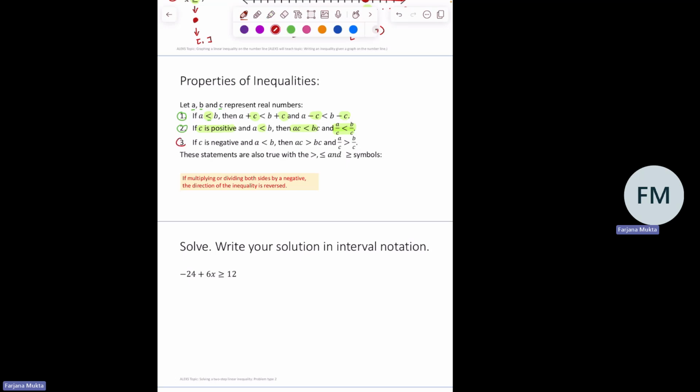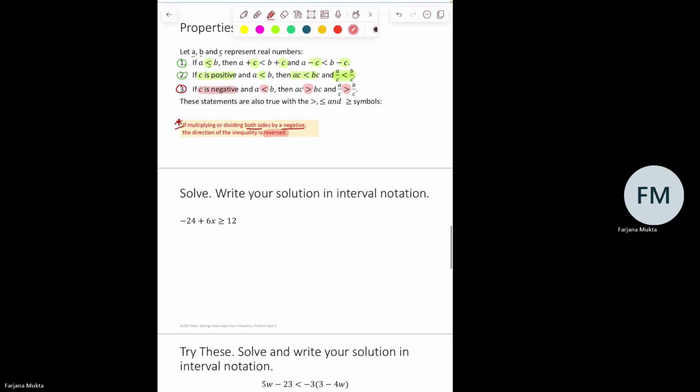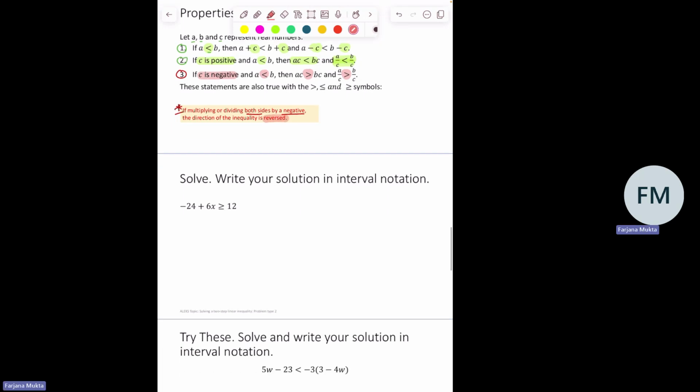But if c is a negative number, then on the inequality a less than b, if we multiply both sides of the inequality by c or divide both sides by c, the inequality symbol reverses. Notice that from less than it became greater than. Once again, if multiplying or dividing both sides by a negative, the direction of the inequality reverses. Right? And all these statements are true for any type of inequality symbol.